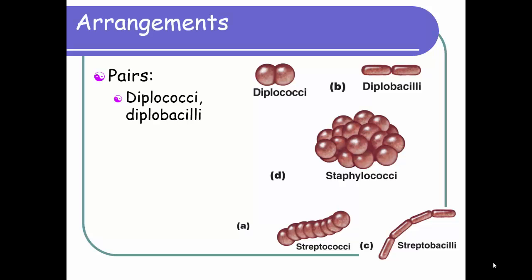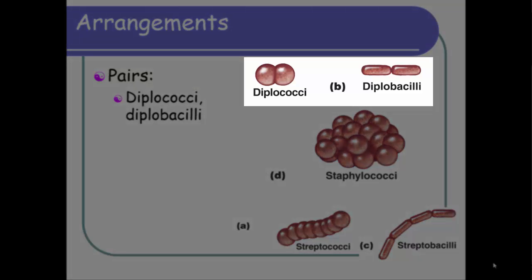Arrangements, how the bacteria are actually arranged within a grouping. So you can have singles, but here we see the pairs. Diplo. What does di mean? Di means two. So diplococci, diplobacilli.